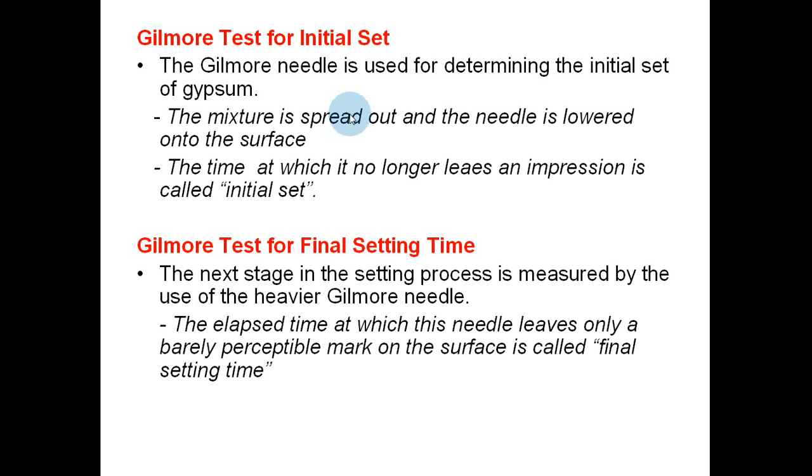The Gilmore test for initial set. The Gilmore needle is used for determining the initial set of gypsum. The mixture is spread out and the needle is lowered onto the surface. The time at which it no longer leaves an impression is called the initial set.